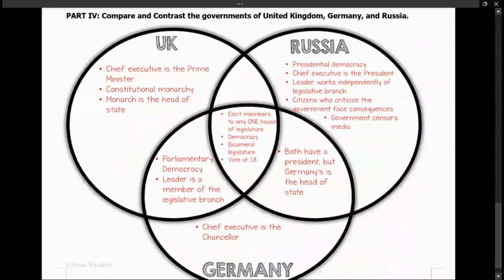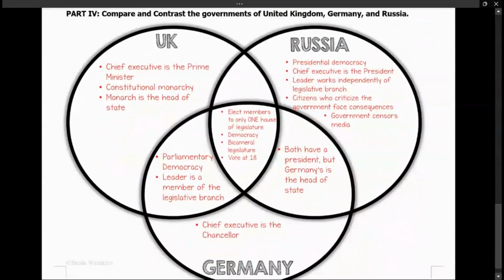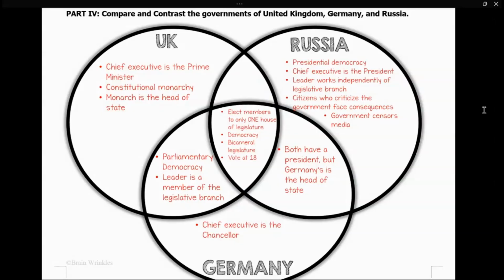And for our last part, we're going to compare and contrast the governments of the UK, Germany, and Russia. To start, let's look at all the similarities here in the middle. All three countries are bicameral. They vote at 18 and they're all democratic. They all practice democracy. Let's talk about the similarity between Russia and Germany, which I'm very sure you guys have the most questions about. In Russia and Germany, the similarity is that they both have a president, but Germany's is head of state. So let's talk about that.